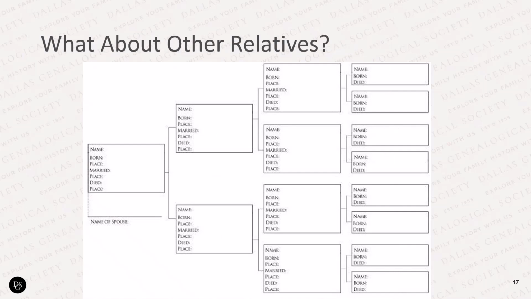Now, what about other relatives? I mean, this is great for recording information about your parents, but what about your siblings, for example, or your cousins and aunts and uncles? The standard form does not have any place to record this information, so there is another form that is frequently used for this purpose.